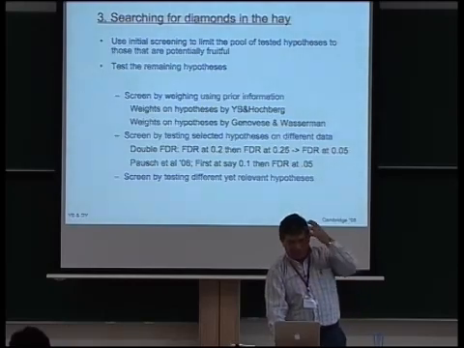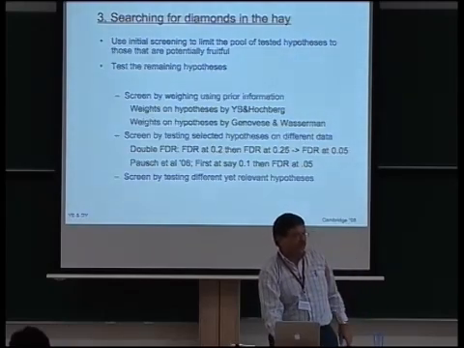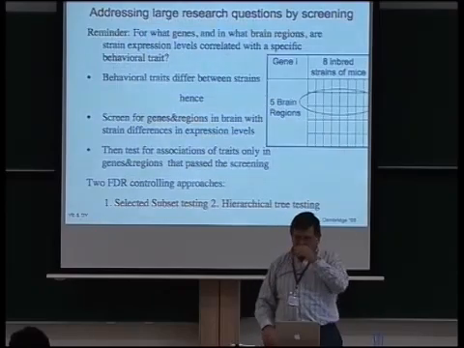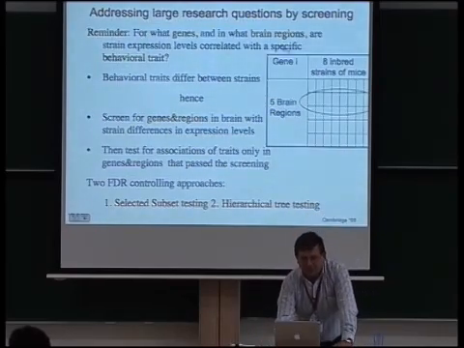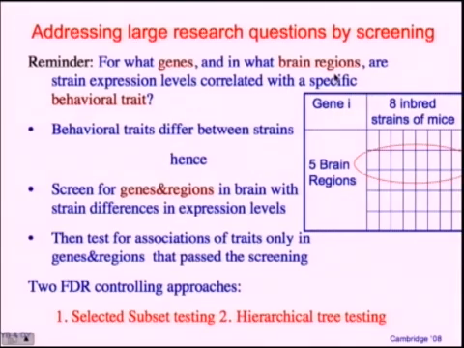And I will demonstrate screening by testing different yet related hypotheses. And I'm back to my second example. So remember the research question: for what genes and what brain regions are the strain expression levels correlated with specific behaviors? So this is an association. It was studied using Spearman, but the problem is, can we use what we know about the problem to give us more power?